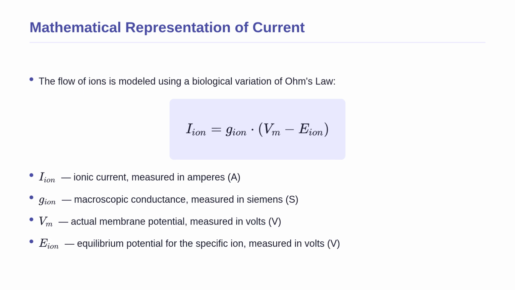Second is the term in parentheses, Vm minus E-ion. This is the electrochemical driving force. Vm is the actual membrane potential, and E-ion is the equilibrium potential. If conductance increases because more channels open, the current increases. If the driving force is zero, no current flows at all.